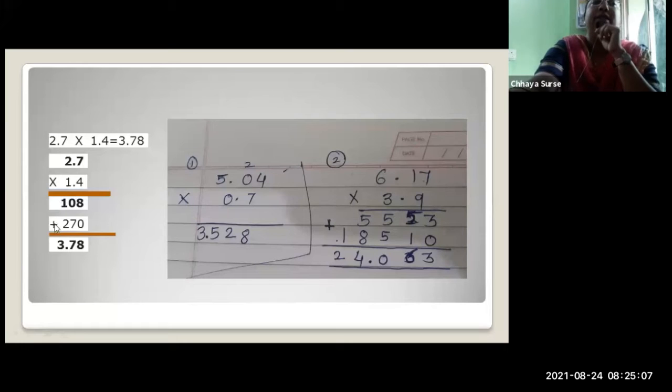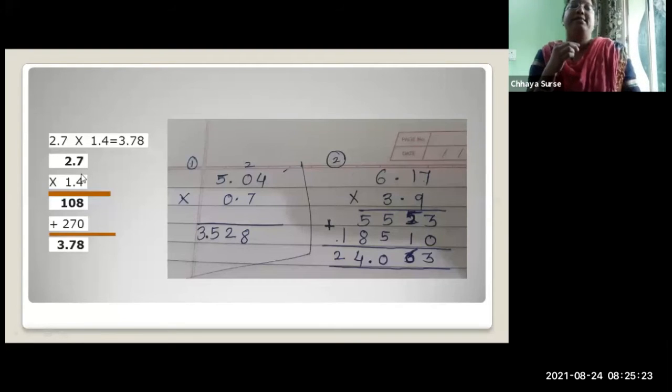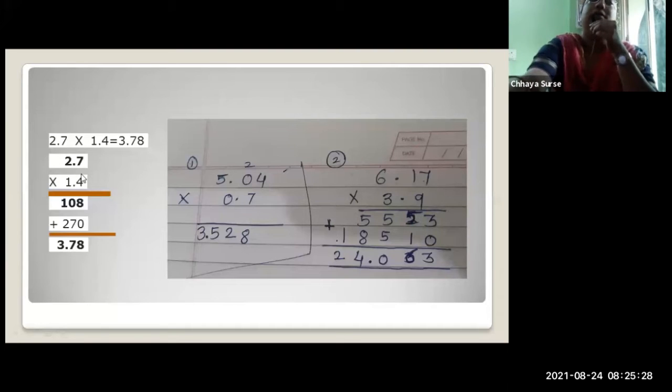We have given here decimal points. So how many decimal places are in both the numbers? How many total decimal places? Yes, students, 2. Very good. There are two decimal places.